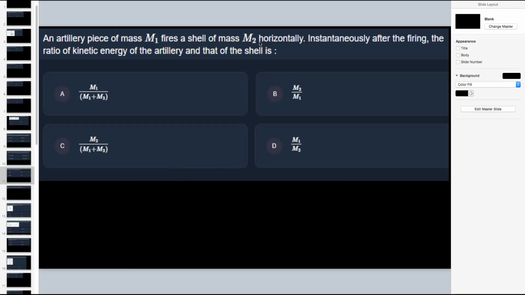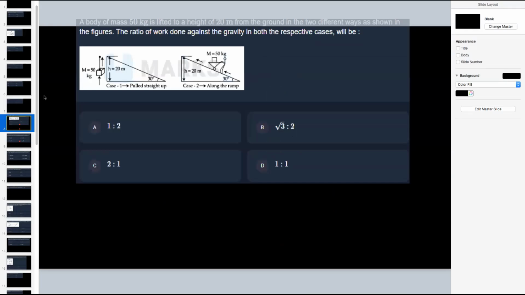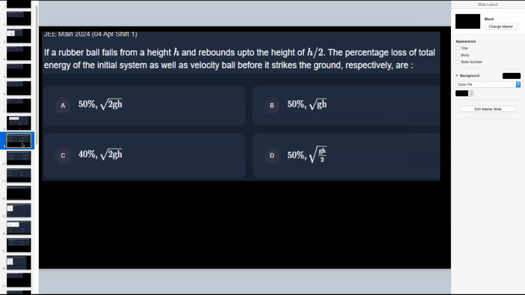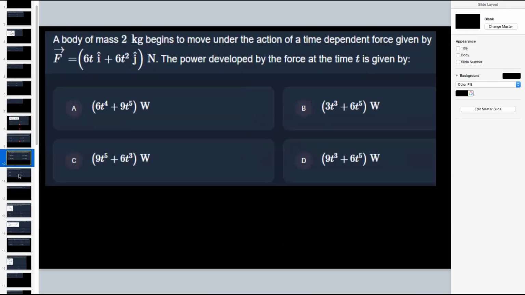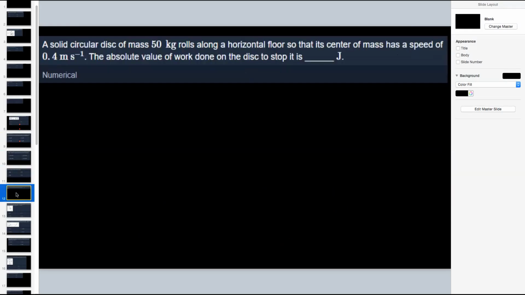We go for the next problem. It's completed.